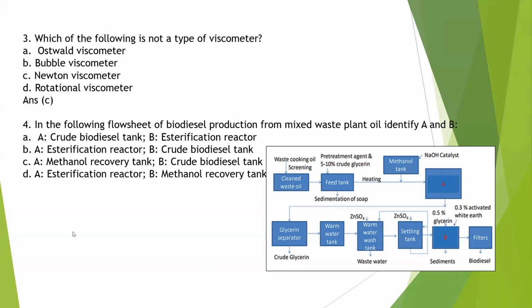So the correct answer is B, where A is the esterification reactor and B is the crude biodiesel tank.